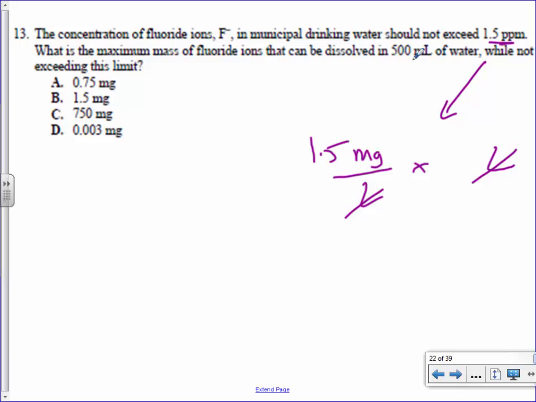But this is in milliliters. So it's divided by 1,000. I'll put it in liters. So this number right here, if you divide by 1,000, is 0.5 liters. Times those two things, you see how the liters cancels? The only thing left is milligrams, which is what we wanted. So basically you need half of 1.5, which is 0.75.